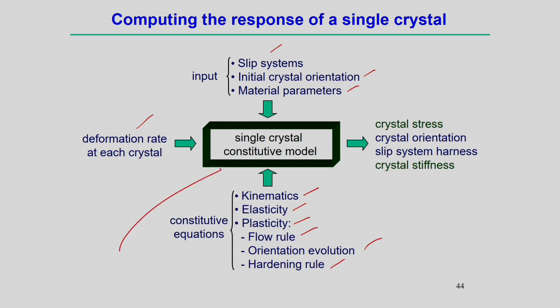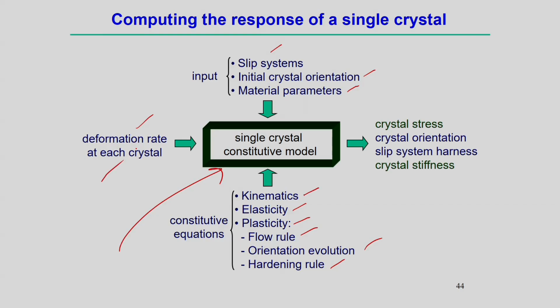So all this information is given, and it creates the single crystal constitutive model, looking into all these types of equations and input parameters. Then we develop the single crystal constitutive model and predict the crystal stress, crystal orientation, slip system hardness, and finally crystal stiffness. These are the outputs from all this input. So once we take the input following the different constitutive equations, we can develop the constitutive model of the single crystal structure.